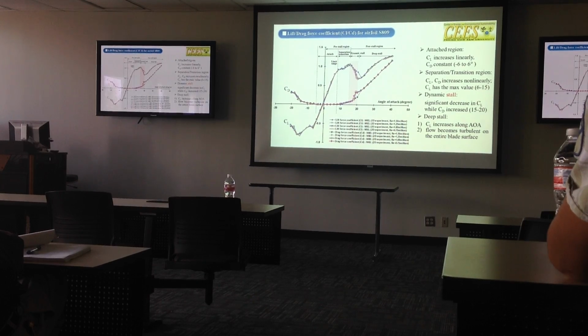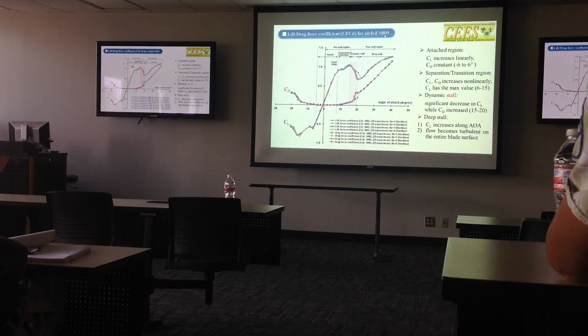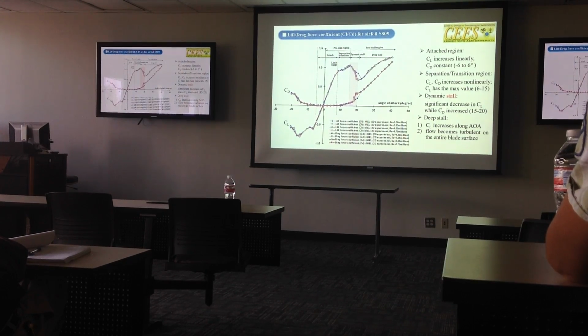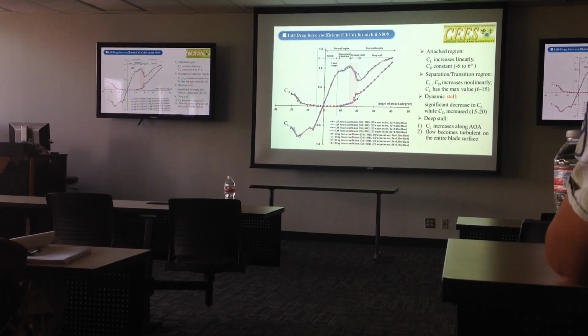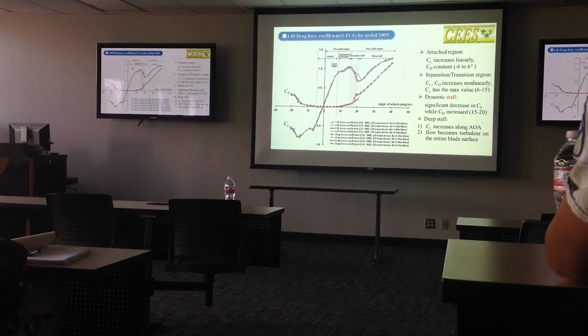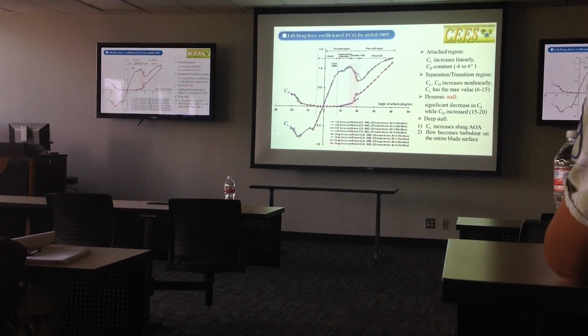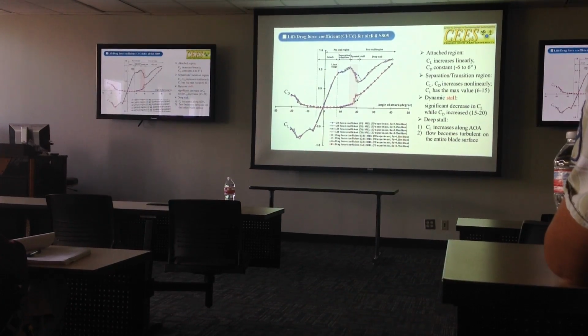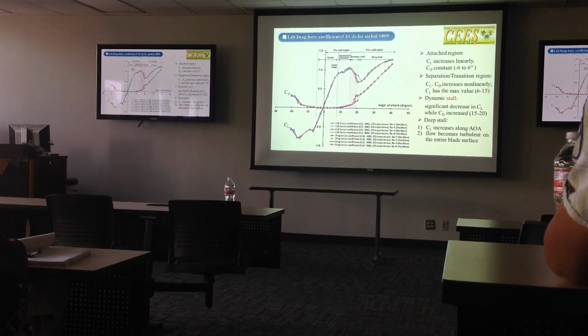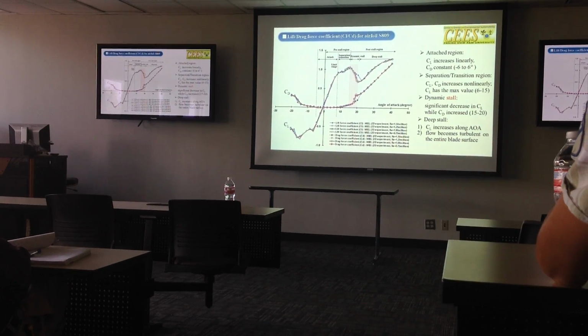This shows the lift and drag force coefficient for the airfoil S809. This is the airfoil we use to build our 3D wind turbine blade. And you can see from around -6 to 6 degrees, this is the CL, the lift coefficient. It increases linearly, while the CD, the coefficient of drag, always stays constant. In this region, the flow is attached to the airfoil, so we define it as the attached region.